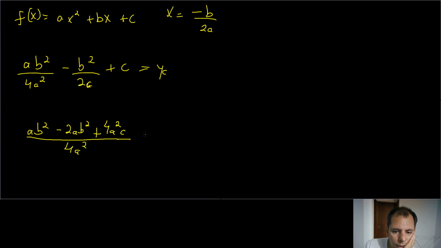This equals the y critical. Now you see that you have a everywhere, so let's get some of these a's out. You're going to divide 4a squared by a, which is just going to be 4a. This a in here, ab squared divided by a, b squared. Minus 2ab squared divided by a, you make this a disappear. 4a squared c divided by a, 4ac.